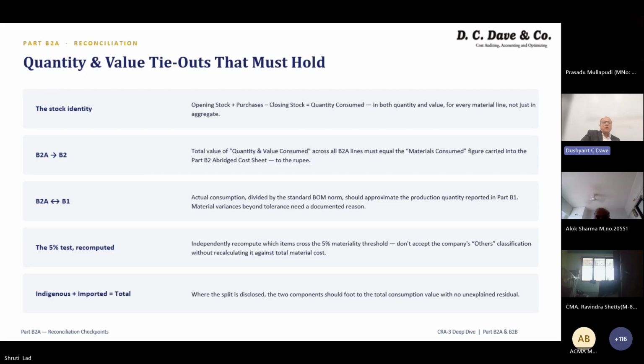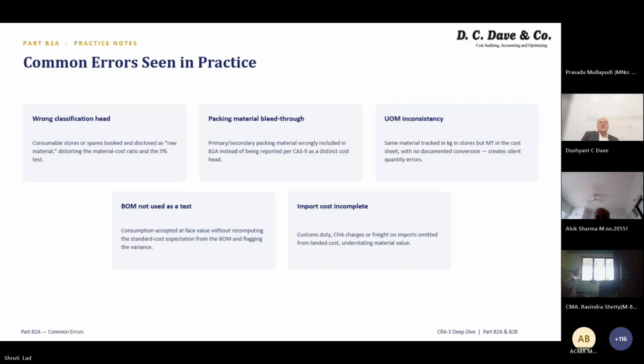Now let us discuss common mistakes in the actual cost audit assignments. These are the common errors seen in practice. We are at the nearly fag end of the B to A now, and I hope everybody is with me. This is a very detailed webinar, technical one, very useful for us. So common errors seen in practice of B to A: wrong classification.